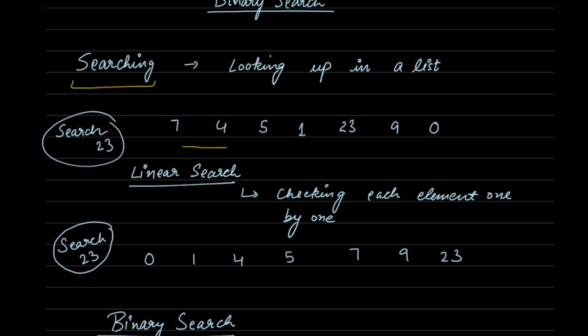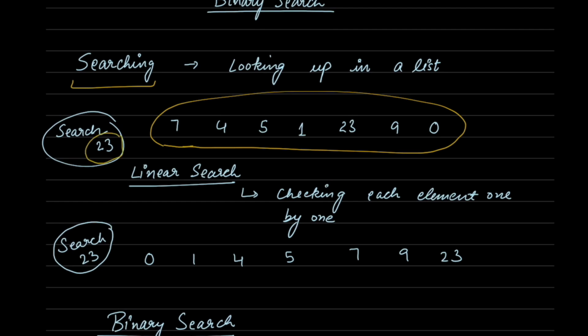So, if we are given a list of elements and we want to see if we have the element 23 present in the list or not, that looking up in the list to find whether 23 is there or not, or to return the index of 23, is called searching.